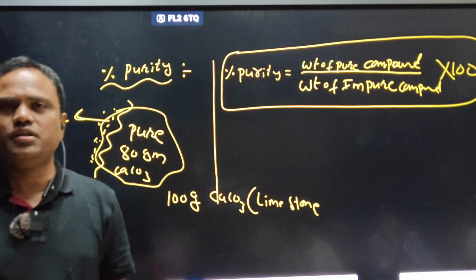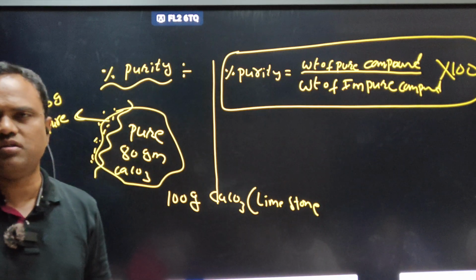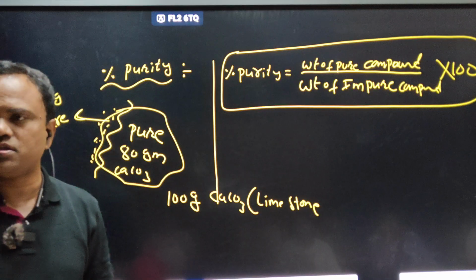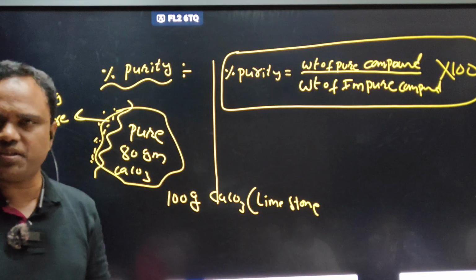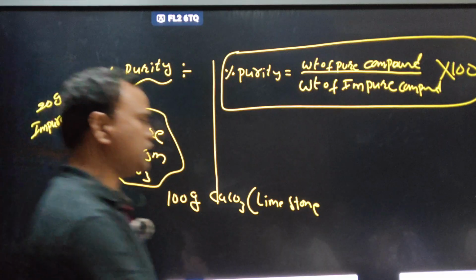These numericals are a little bit confusing, but they came in NEET and JEE also. First of all, remember the formulas. Percent purity concept is clear. Okay. Next, percent yield. Keep the heading percent yield.